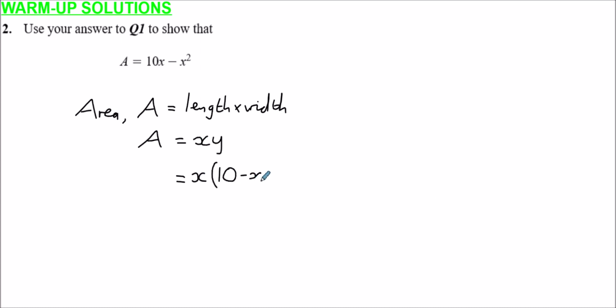So we're just substituting in the value of y, which is 10 minus x, so getting y in terms of x. Expand this out, we get 10x minus x squared, which again is what we wanted to prove. And so we've just smashed question 2 out of the park.